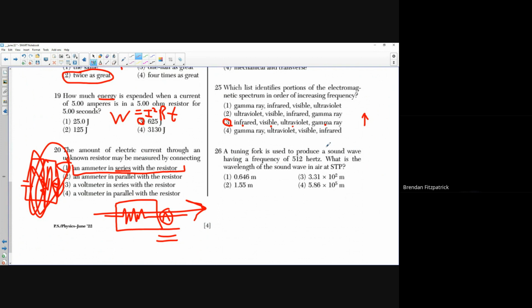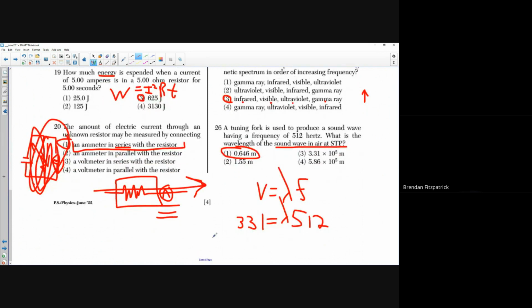26. A tuning fork is used to produce a sound wave having a frequency of 512 hertz. What is the wavelength of this sound wave in air at STP? So the velocity is equal to the wavelength times the frequency. Sound in air at STP goes at 331 meters per second. That's at the front of the reference table. That's equal to the wavelength times 512. So when I divide by 512, it's something a little bit smaller than 1. 0.646.